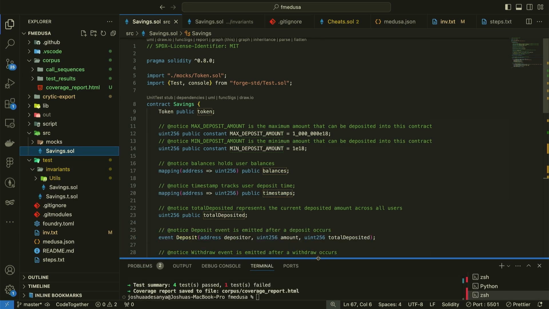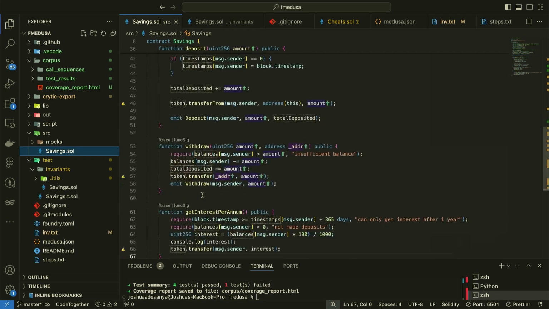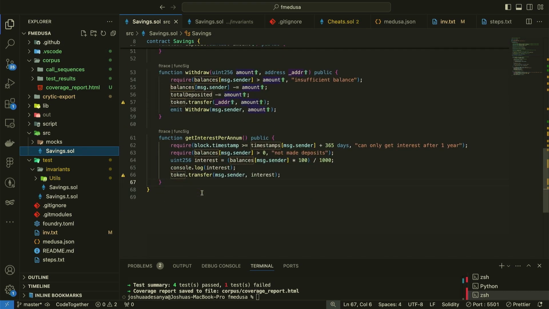So this is a very simple smart contract called savings. What can you do in this smart contract? You can deposit, you can withdraw, and you can get interest per annum. I think that's clear enough.